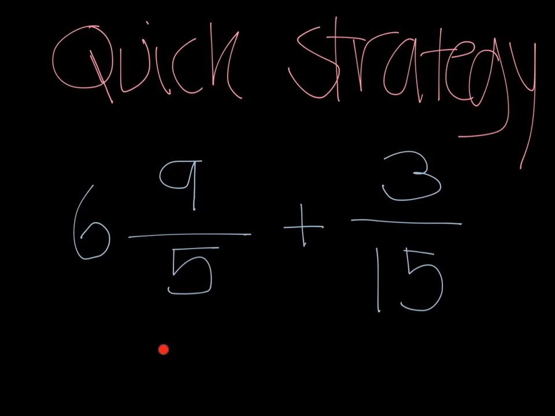So I chose these numbers, and I'm going to be using these numbers for both the quick and the visual strategy. So 6 wholes and 9 over 5 plus 3 over 15. Let's see how you do it.